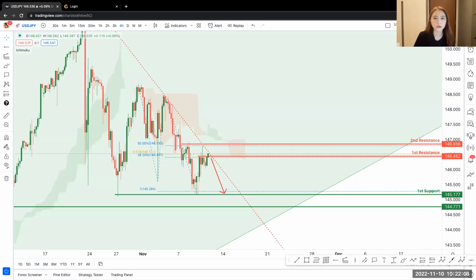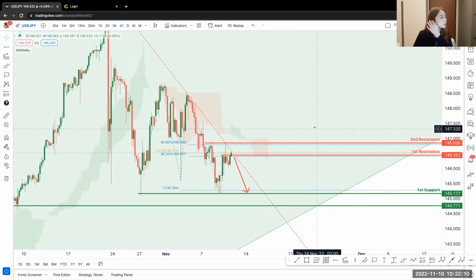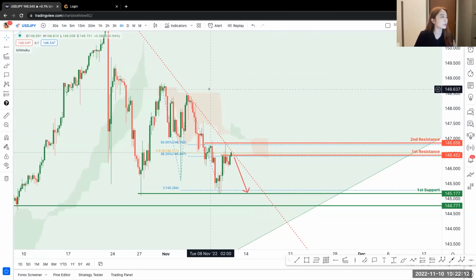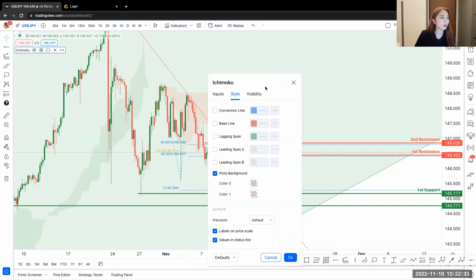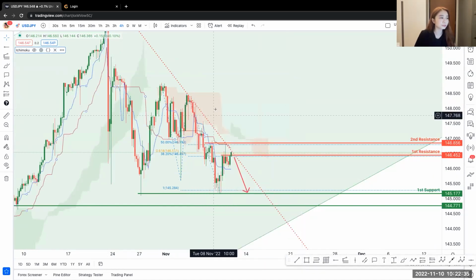Okay, so let's continue moving on looking at our Ichimoku cloud. We can see that in this case, our prices are actually way below the Ichimoku cloud. That's one of the ways we use the Ichimoku cloud. If prices have already dropped down and crossed under the Ichimoku cloud indicator, then we are expecting to see a downward movement of the price. We can also put in our conversion and baseline to see a very basic crossover.